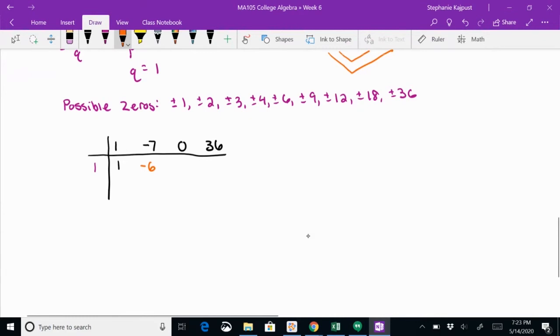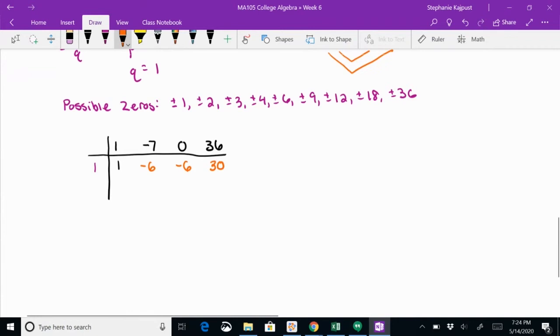So then I have 1 times negative 6 and then plus 0, because that's my next number. And you can just do that on a calculator, or you can do it in your head, but that comes out to negative 6. And then 1 times negative 6 plus 36, and that comes out to 30. So that's not a 0, so that means 1 is not a 0.